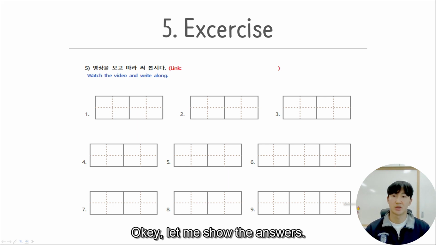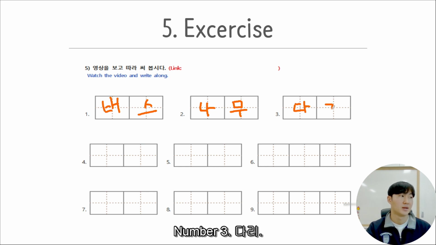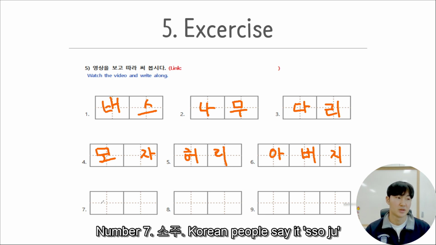Okay, let me show you the answer. Number 1, 버스. Number 2, 나무. Number 3, 다리. Number 4, 모자. Number 5, 허리. Number 6, 아버지. Number 7, 소주.